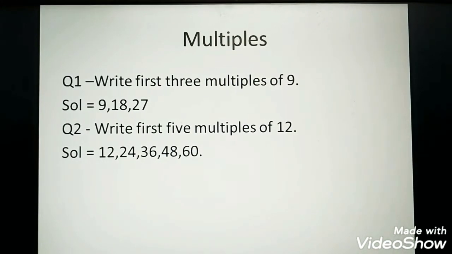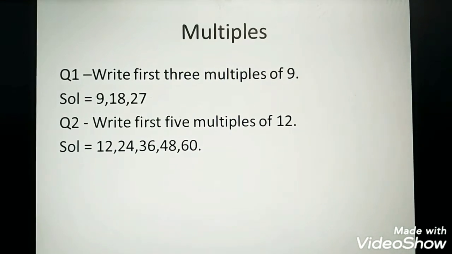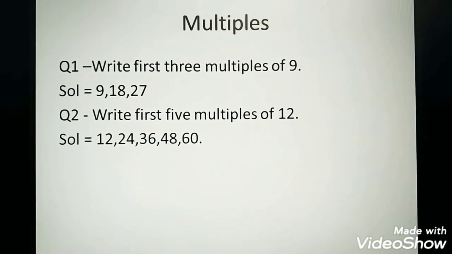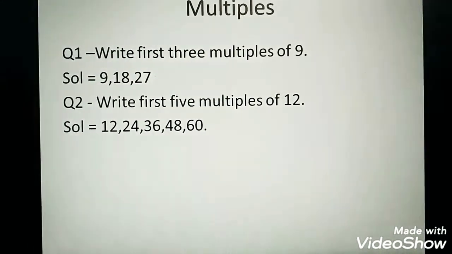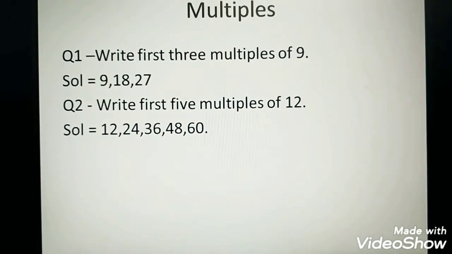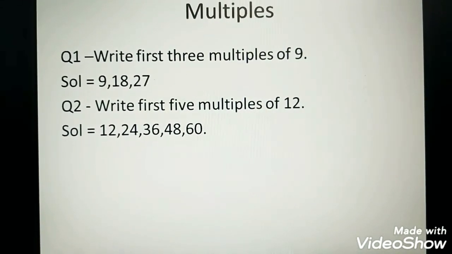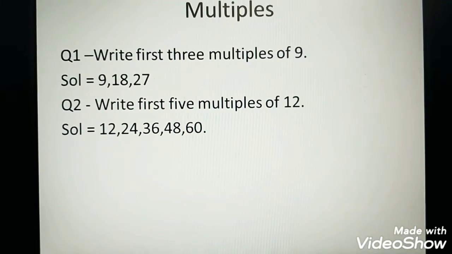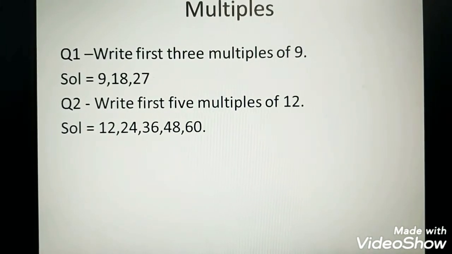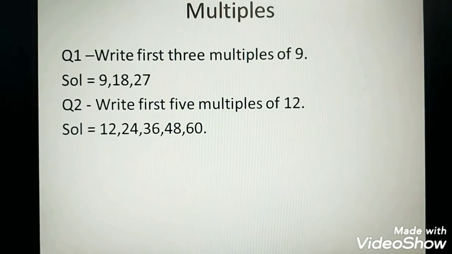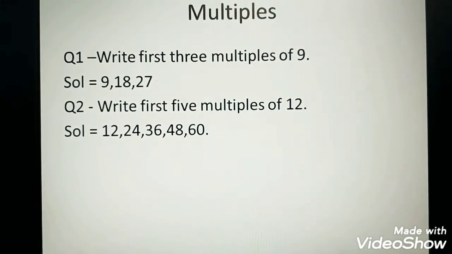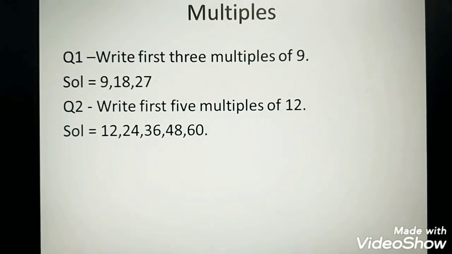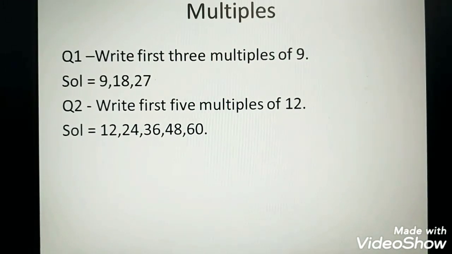Now here see the first question. Write first 3 multiples of 9. So for writing the multiples, you simply have to write the table of 9 up till 27. Now see here only first 3 multiples are asked. So first of all you will multiply 9 by 1, then you will multiply 9 by 2, and then you will multiply 9 by 3. So the first multiple of 9 will be 9, the second multiple will be 18, and the third multiple will be 27. So the first 3 multiples of 9 are 9, 18, 27.